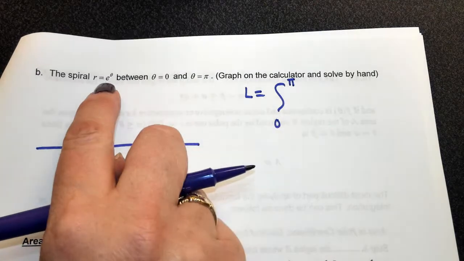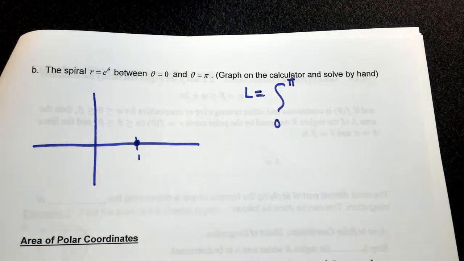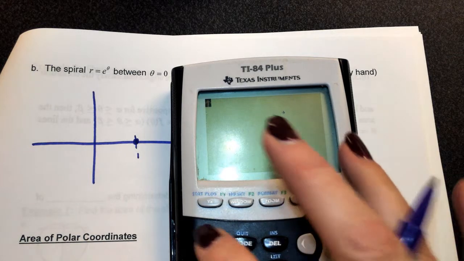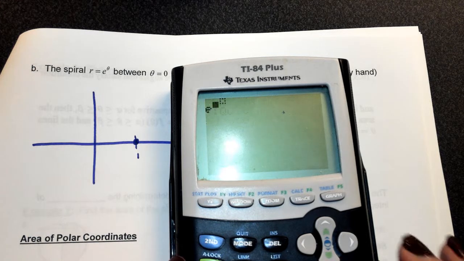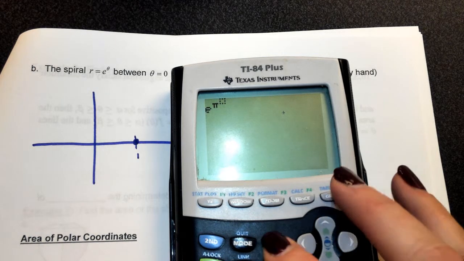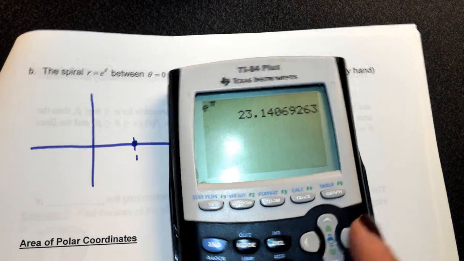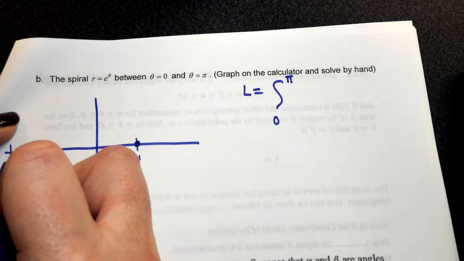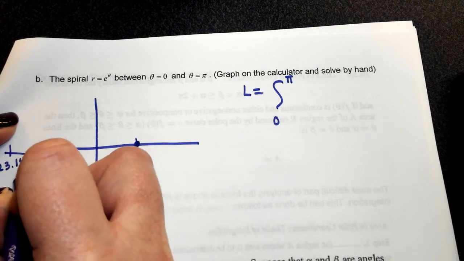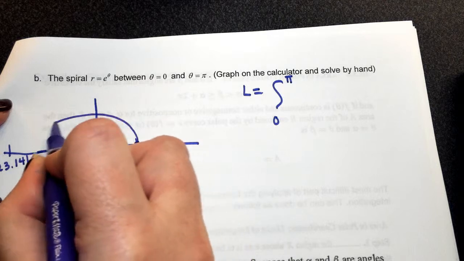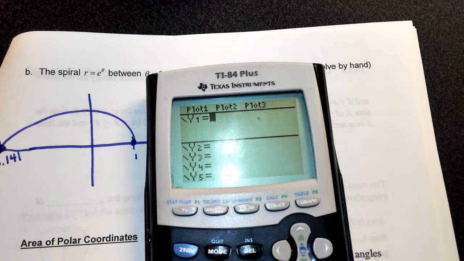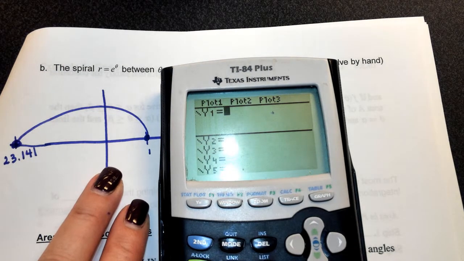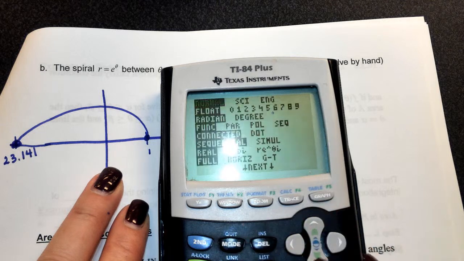When I plug pi in for theta, e raised to the pi is a lot, 23.141. So it looks something like this. If you want to look at it on the calculator, it's like 23.141. If you want to graph this in polar, you do have to change your mode to polar.